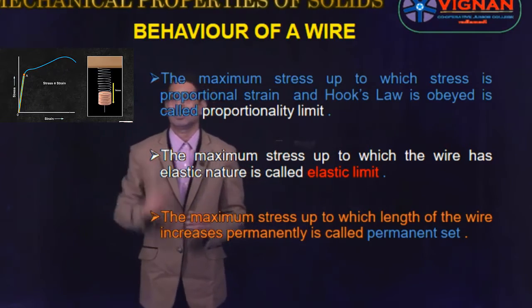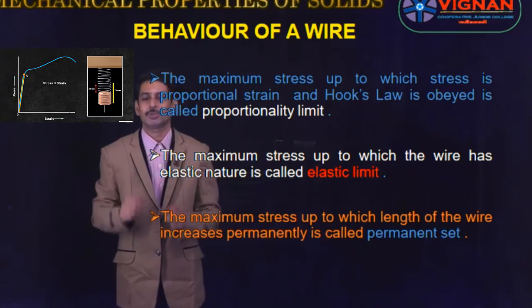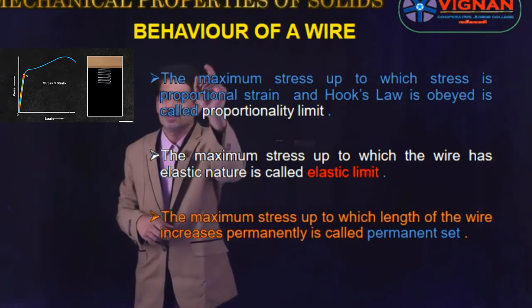So that point is called the proportional limit. The maximum stress up to which stress is proportional to strain and Hooke's law is obeyed is called the proportionality limit. So that is the definition.